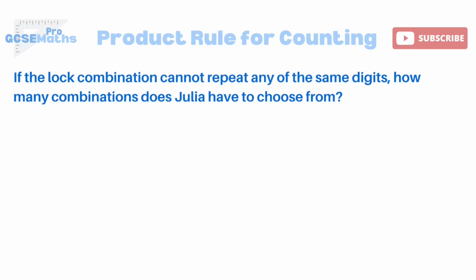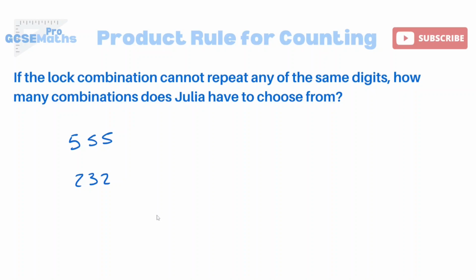So this is like part B of our question. We've still got the same lock, and they've now said if the lock combination cannot repeat any of the same digits, how many combinations does Julia have to choose from? So for part A, we just didn't account for the fact that we would have combinations with multiple digits. So for example, we could have had 555, we could have had 232, they've repeated digits.